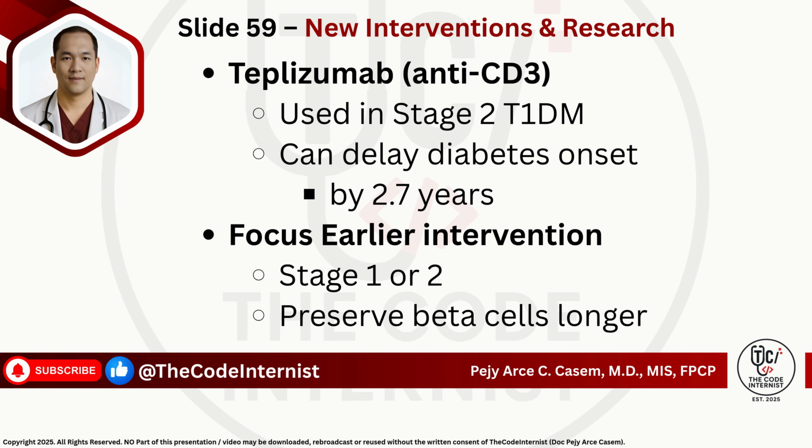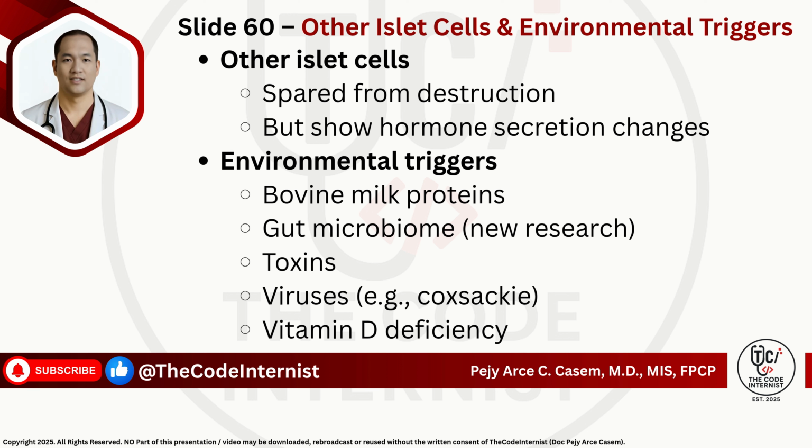Because it's hard to stop type 1 diabetes after diagnosis, research now focuses on early intervention, even before full-blown diabetes sets in. One breakthrough is teplizumab, an anti-CD3 antibody. A short course of this drug in stage 2 diabetes has been shown to delay the onset of clinical diabetes by nearly 3 years. While beta cells are the main targets, other islet cells like alpha and delta cells are spared, but they don't work the same. Their hormone release becomes abnormal, worsening the blood sugar instability.